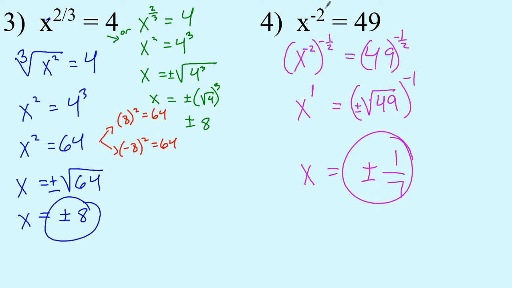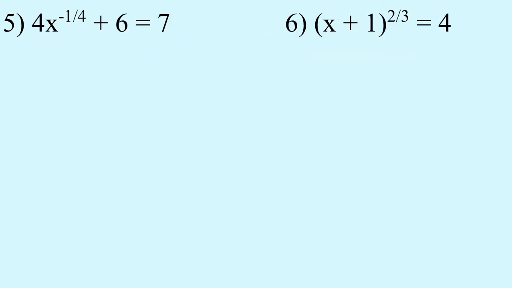Okay, so raise it to the opposite reciprocal, right? Because you want to multiply those numbers together and get 1. Okay, raise that to the other side. Whenever you put a square root there, an even root, you have to put plus or minus. Let's do some more.